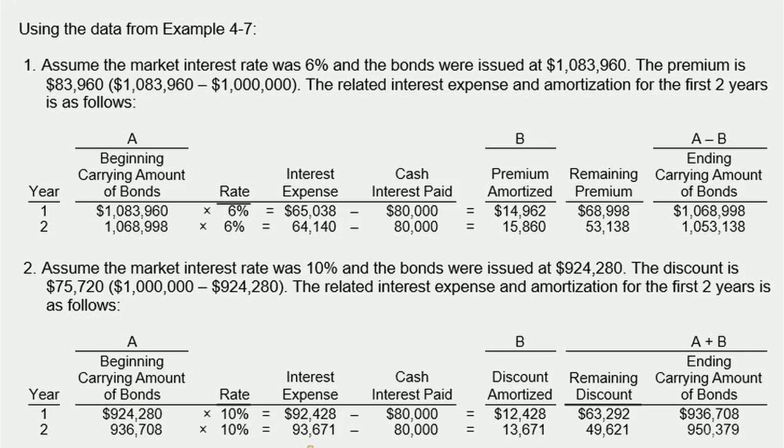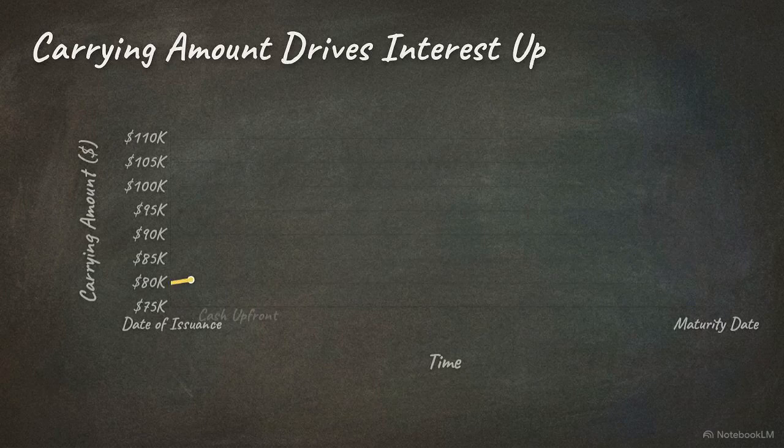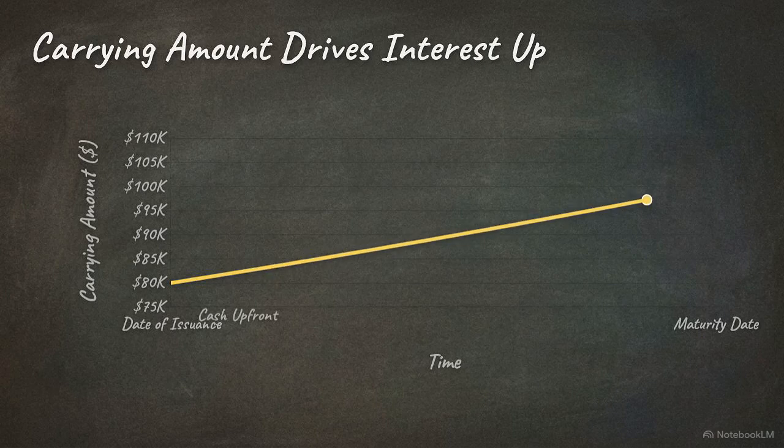This proves the inverse rule. Because the company received less cash up front, the discount amortization constantly increases the carrying amount toward par value. In turn, that growing base mathematically forces the interest expense to rise with each passing year.